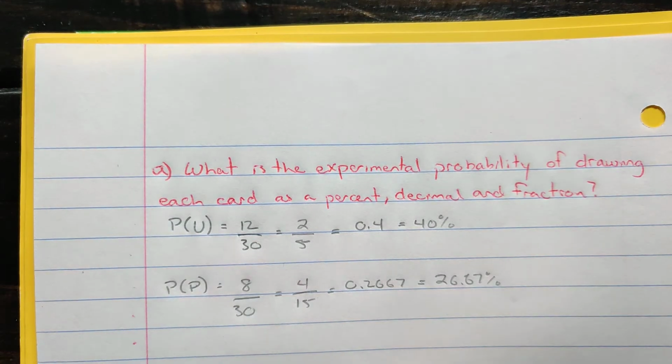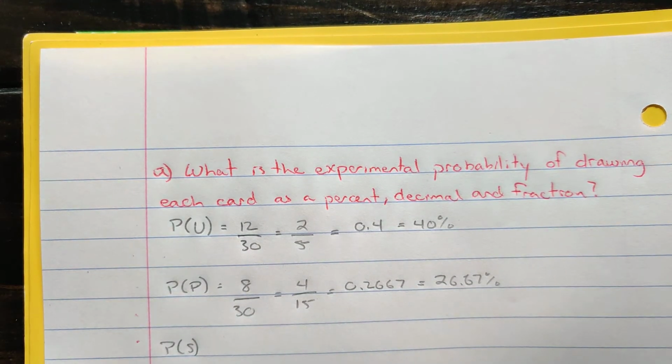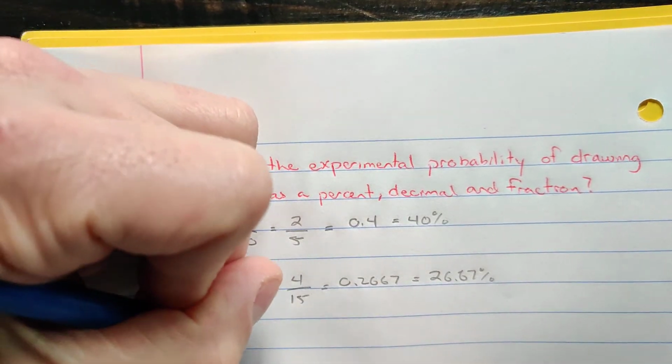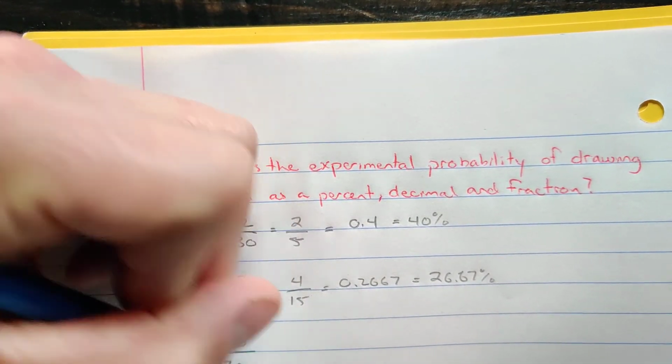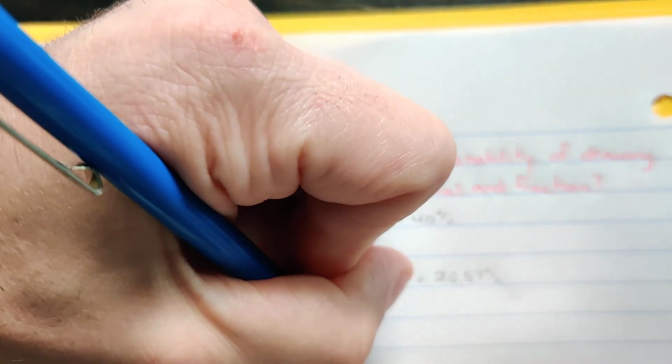And then as a percent, that would be 26.67%. And then finally, the probability of drawing a sloth card is going to be the 10 events divided by the 30 trials, which is 1/3, which is going to give us 0.3333 or 33.33%.